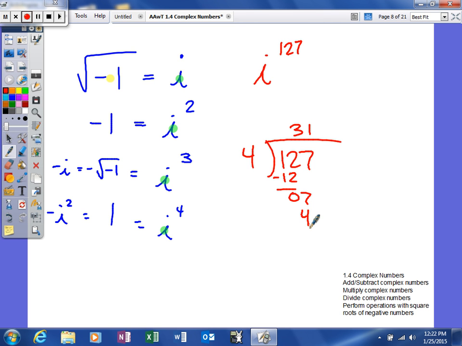So 4, 3. All right, and the big thing that we're trying to figure out is not so much how many times 4 goes into the number, but what our remainder is. So as you can see, we have a remainder of 3. Anytime you have a remainder of 3, it's going to be the same thing as i to the third. So this is really going to be equivalent to i to the third, or you could say it is negative square root of -1.